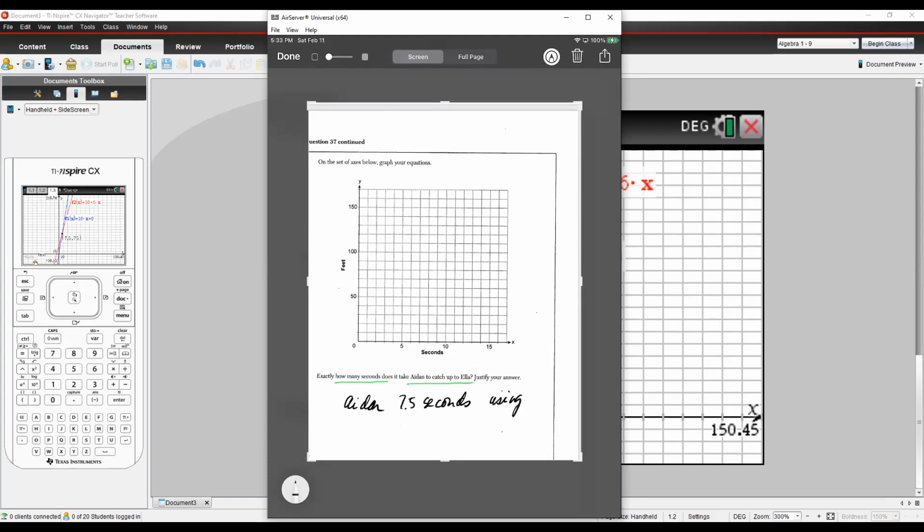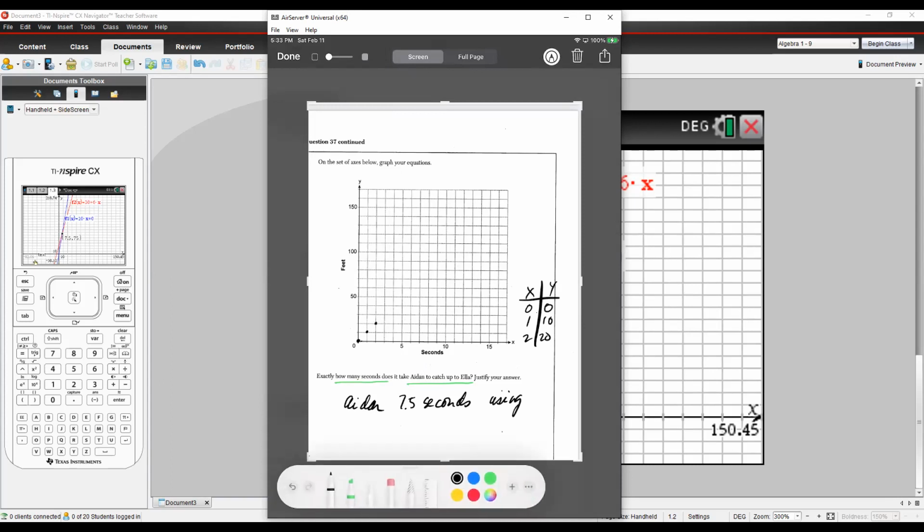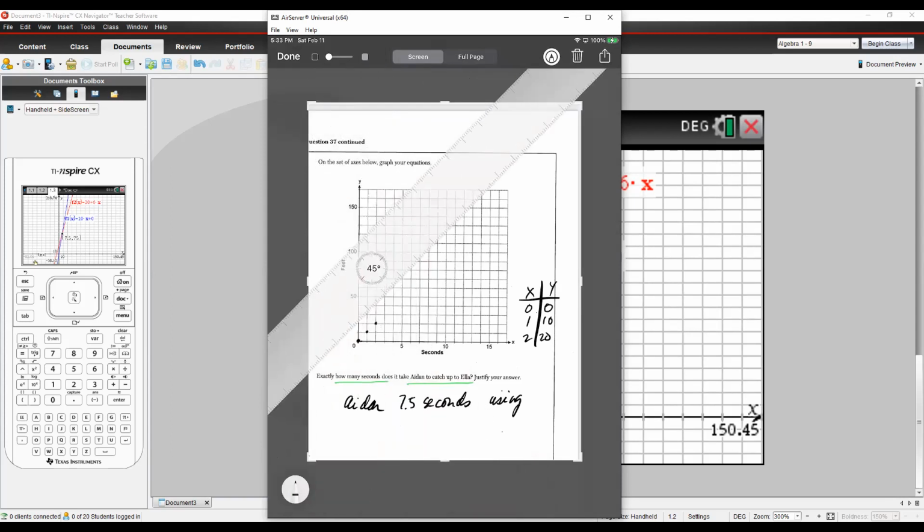So now we have to use this graph. Let's get a couple of points like we did before. We said Aiden, and let's see, he was at 0, 0, then 1, 10, then 2, 20. So we have a couple of points right here. We go over 1 right here, over 2 right here, and then we can use a ruler and draw our straight line.